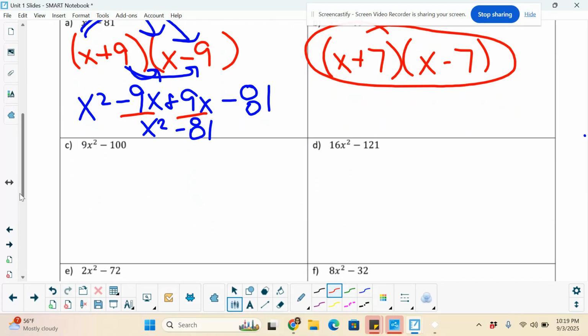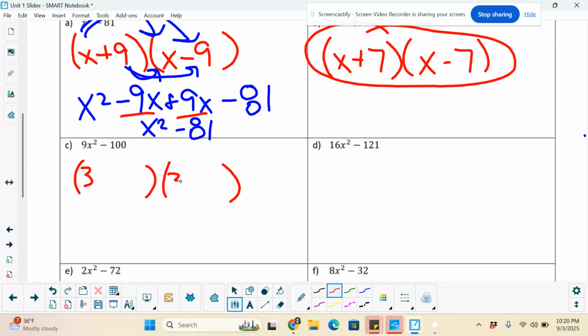I look and see, is 9 a perfect square? 9 is a perfect square. 3 times 3 gives me 9. X squared is a perfect square. X times x gives me x squared. I have a minus, and then 10 times 10 gives me 100. Awesome. This is officially a difference of squares. We can go ahead and factor it. All right, so we break out our two parentheses. We start over here at the 9. Again, what number times itself gives you 9?